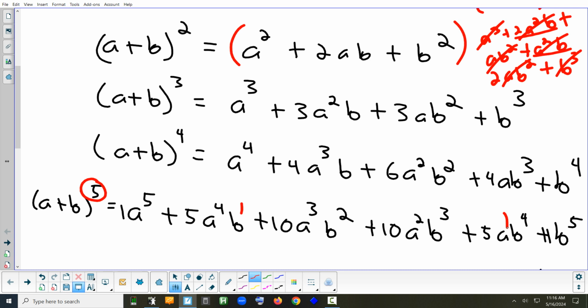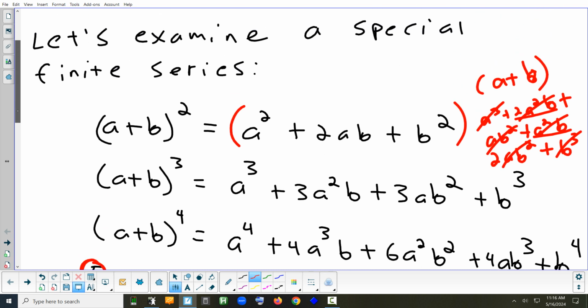How about the number of terms? How does the number of terms compare to that exponent? Yeah? Is it always one more than the exponent? Yep, it's always one more. So if you raise something to the second power, you get 3 terms. To the third power, you get 4 terms. Okay, so there's a few different patterns.